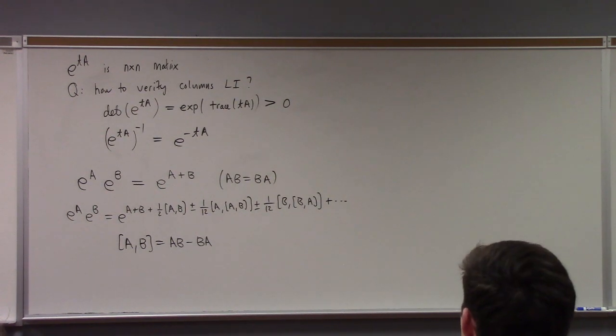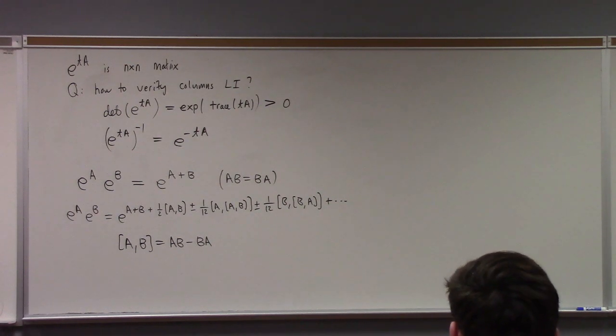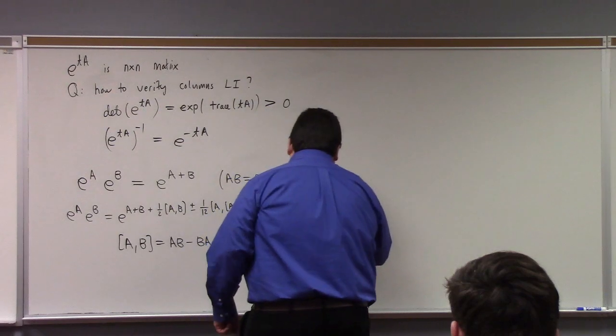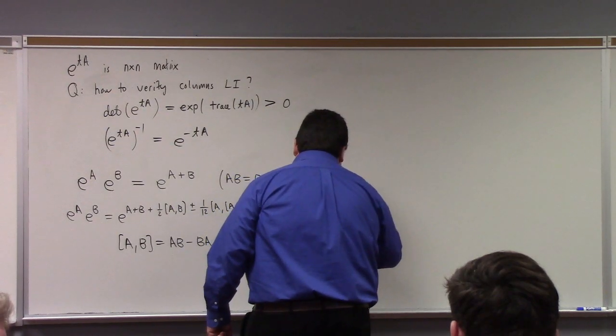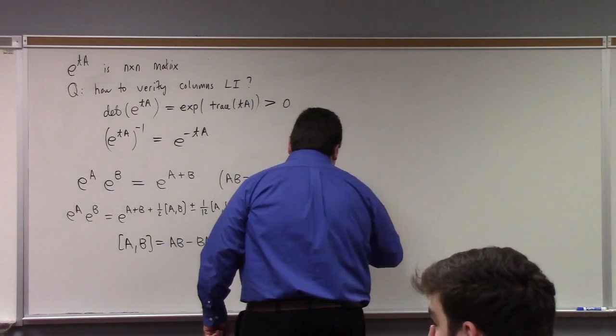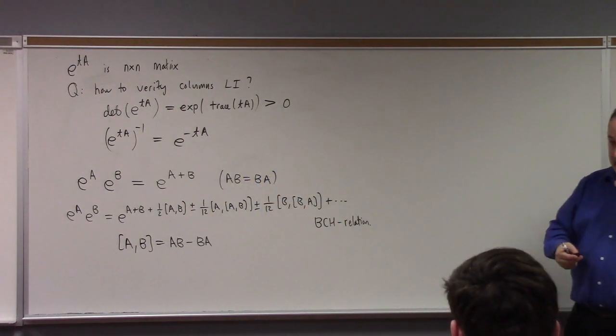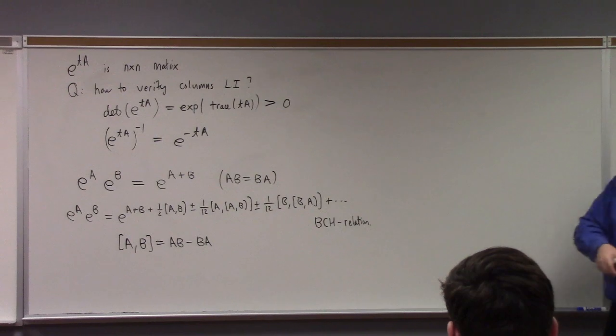So the higher order terms I haven't written there are actually nested commutators of commutators of commutators, and then worse, it's an infinite series of higher and higher nested commutators. This is known as the Baker-Campbell-Hausdorff relation. I'll just abbreviate it, BCH relation. This is important to physicists because this is what links the Lie algebra to the Lie group.